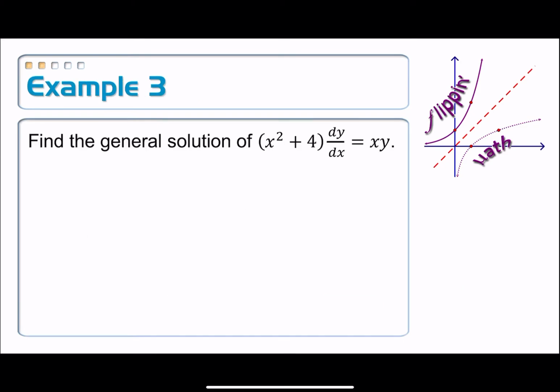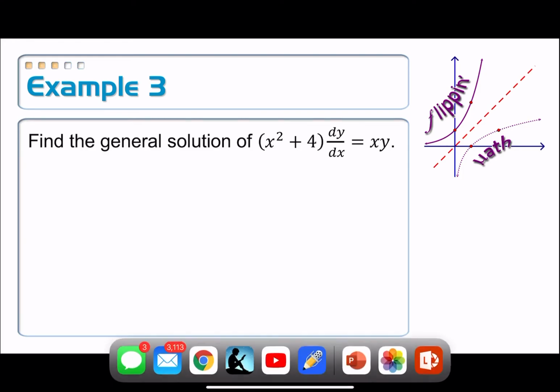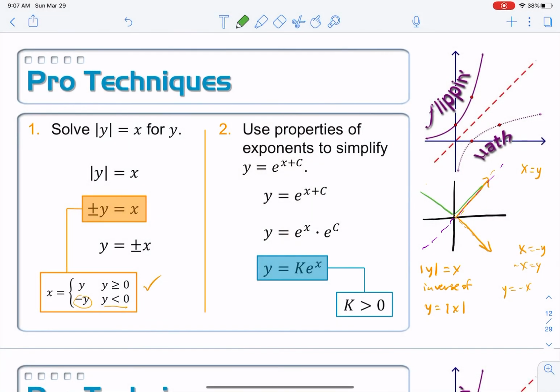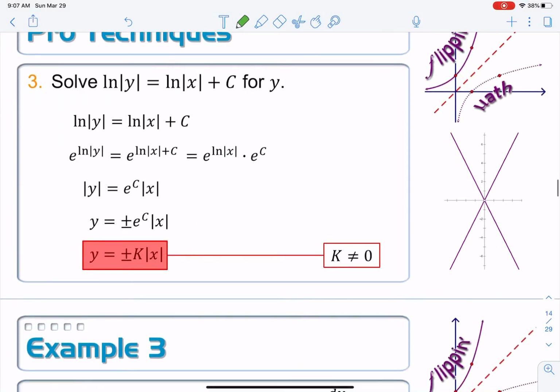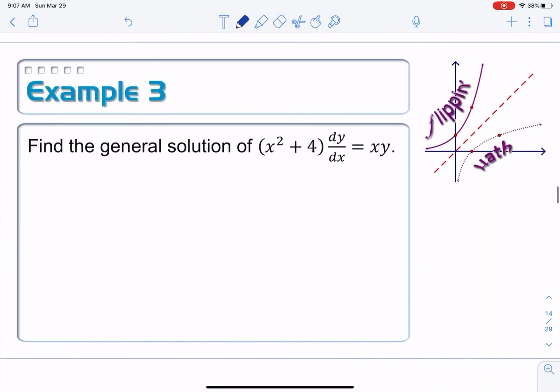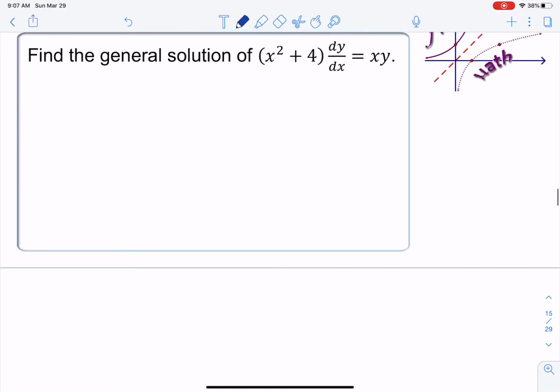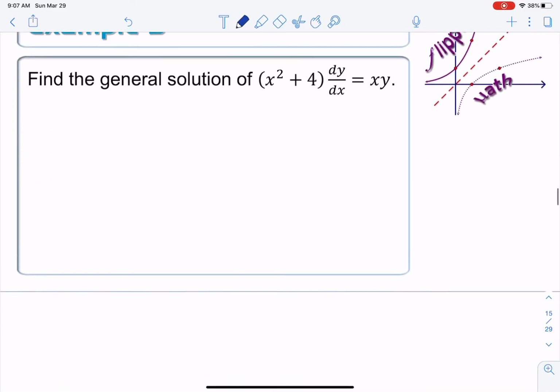Find the general solution of x squared plus 4 dy dx is equal to xy. Hey, let me ask you a question here. What's step number 1? Did you just say separate the variables? Well, you're totally right. That's exactly what we're going to do. So we've got, let me write it down again. What example is this? It's example 3.